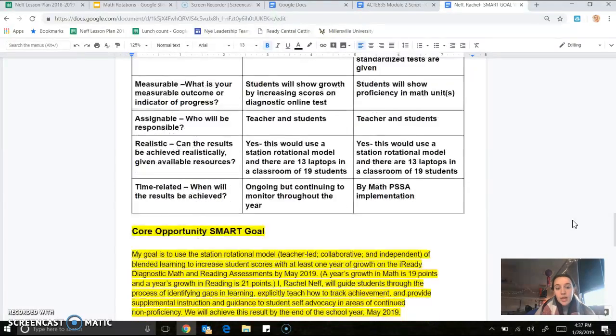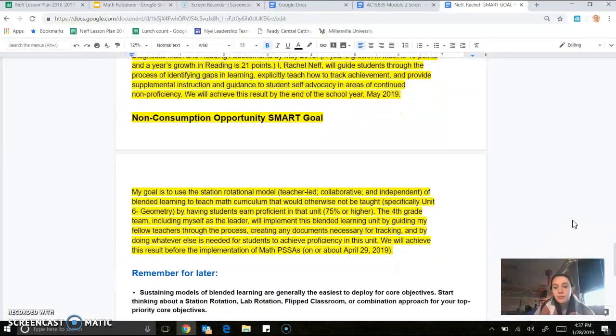So I took all of that, and my non-consumption goal sounds like this. My goal is to use the station rotational model, and I go into those, of blended learning to teach math curriculum that would otherwise not be taught, specifically our Unit 6 geometry, by having students earn proficient in that unit. The 4th grade team, including myself as the leader, will implement this blended learning unit by guiding my fellow teachers through the process, creating any documents necessary for tracking, and by doing whatever else is needed for our students to achieve proficiency in this unit. We will achieve this result before the implementation of math PSSAs, which would be on or about April 29th, 2019.